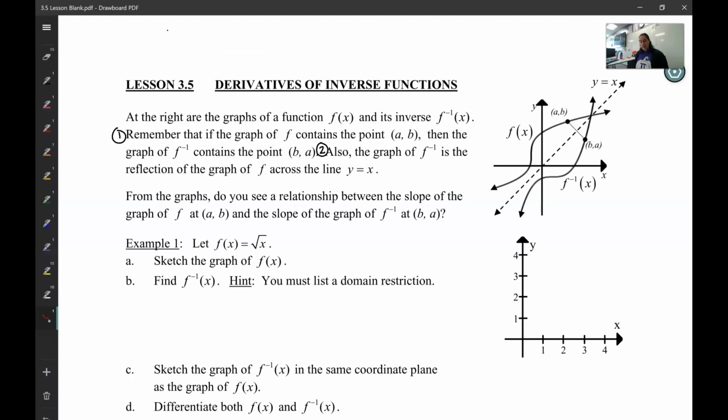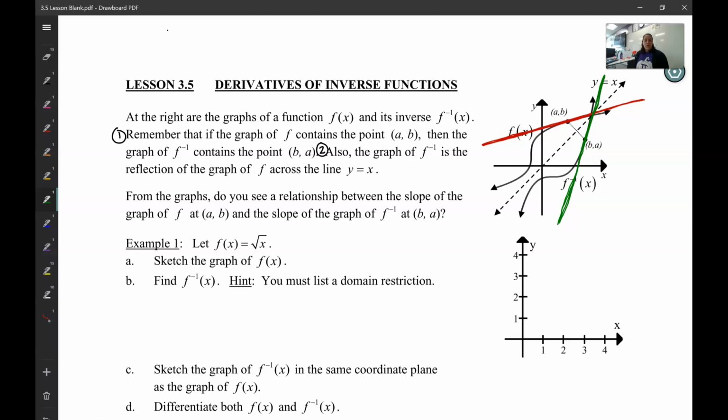Now, from this graph and what we've remembered, we're going to look for a relationship between the slope of the graph of f at a comma b. So let's look at a comma b. Looks like the slope is going to be about like that. Slope or derivative, remember, is another word for instantaneous slope. And the slope of the graph of f inverse at b comma a. There's that slope.